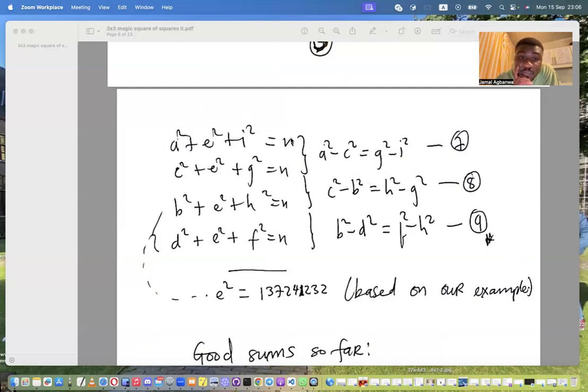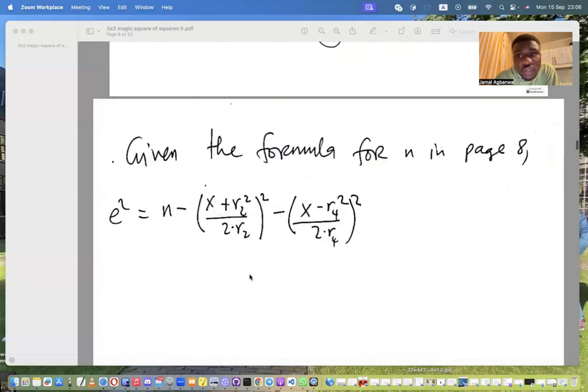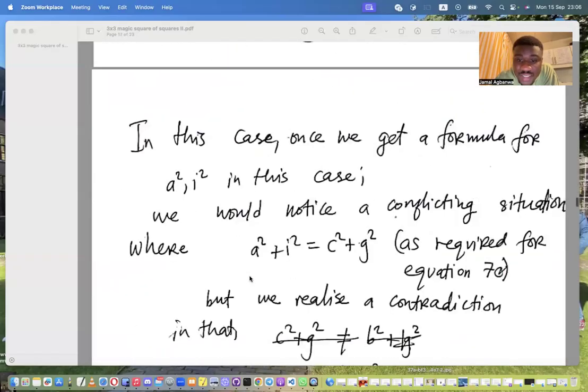So based on that, you just have to take one equation. For example, e squared equals n minus a plus I, n minus a squared minus I squared. And then whatever formula you get for e squared here will definitely apply to the rest. And you have your perfect working magic square of squares.